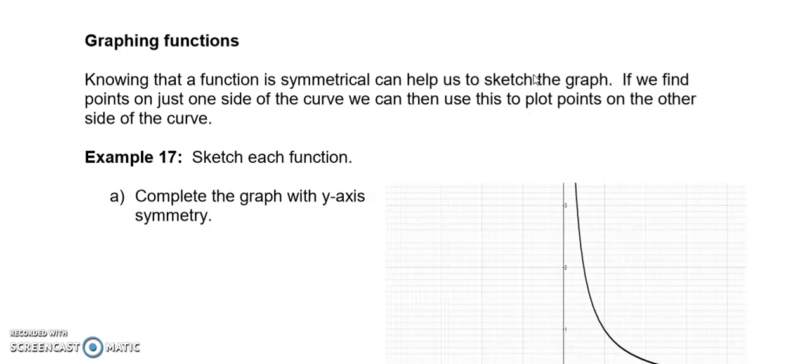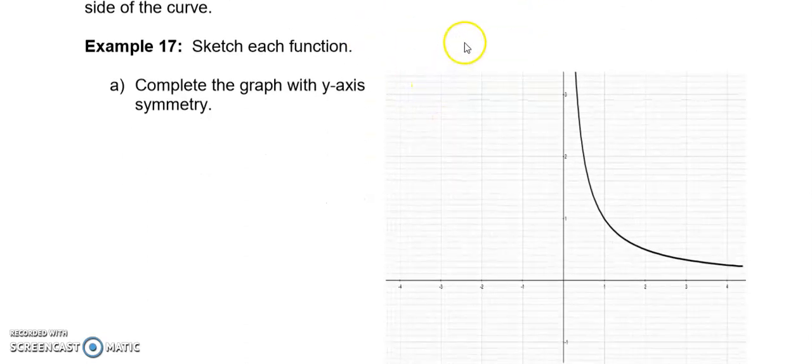Because that can really help you when it comes to graphing these functions. Now, the first two examples here on page 34 are relatively straightforward, really easy. What they want you to do for example 17, part A, is complete the graph with y-axis symmetry. So in other words, we have a curve there, like a black curve. They just want you to reflect it in the y-axis so that it appears over on the other side.